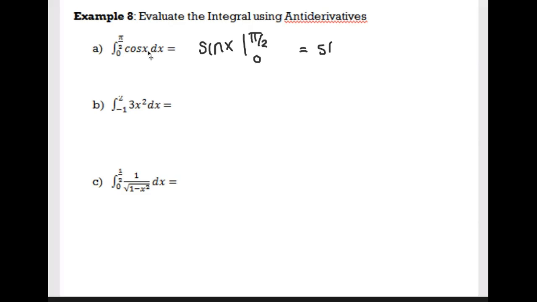So that's like sine of pi halves minus sine of 0. So you have to really know your trig values. So the sine of 0 is 0, sine of pi halves is 1. 1 minus 0 is 1. That second example is just your power rule.